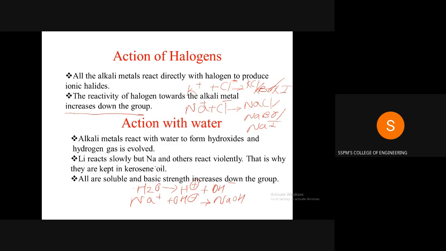Then lithium reacts slowly. When you balance this reaction, there is a loss of one H2 gas. Lithium reacts slowly, but sodium reacts violently. That is why they are kept in kerosene oil. Sodium is always kept in kerosene because it is a highly reactive element, more reactive than lithium. So it is always kept in kerosene in our lab.